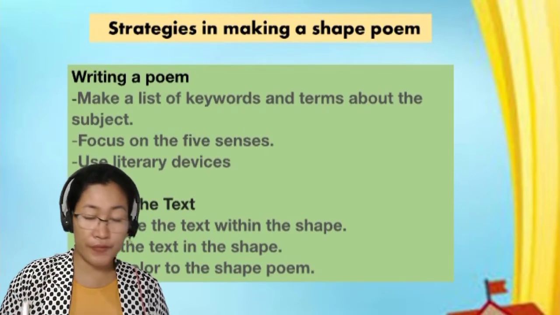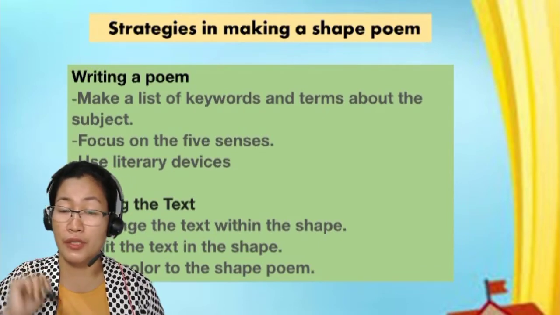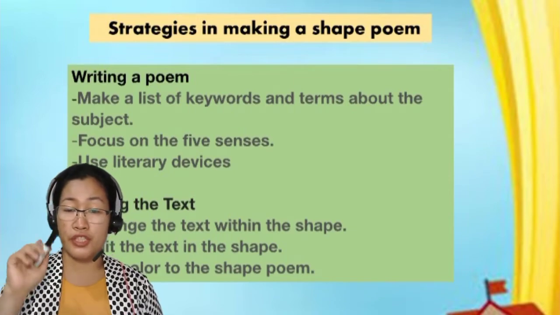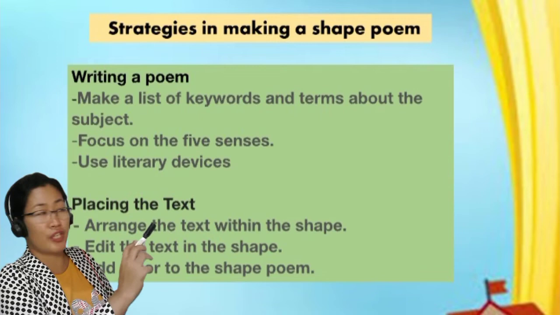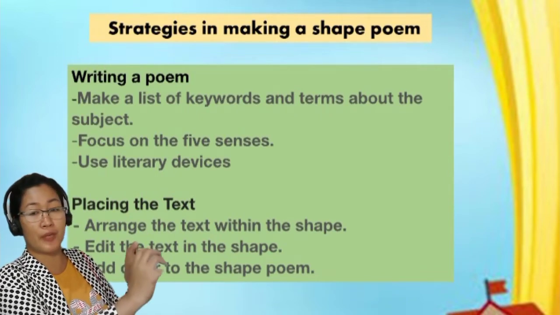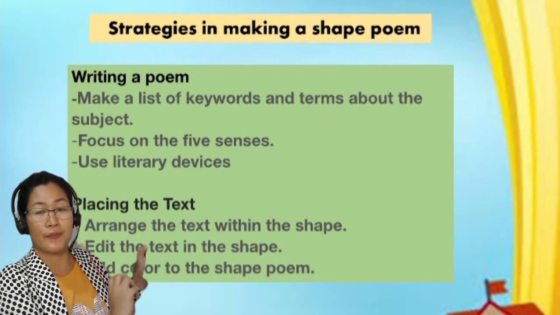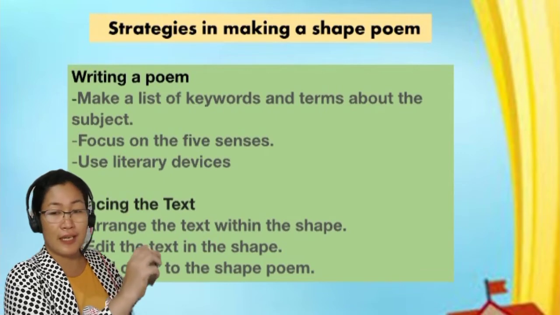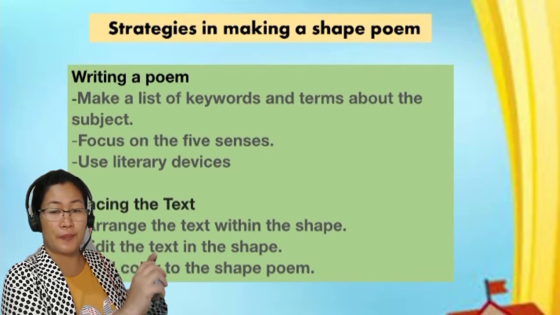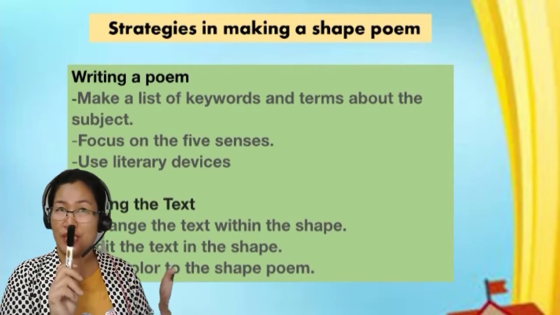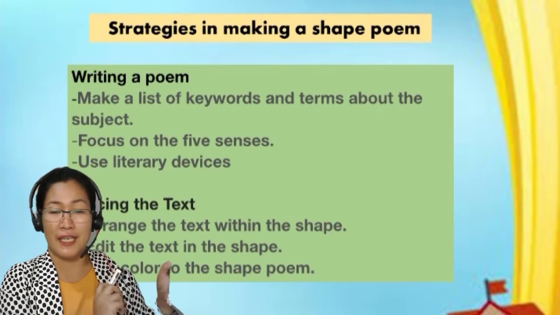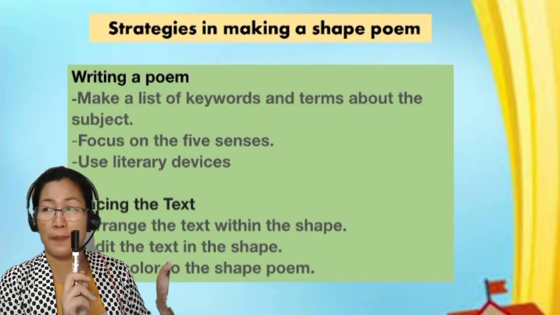And next, placing the text. If you are done writing your poem, of course you have to place the text now in the shape that you have drawn, in the shape that you have drafted. You have to arrange the text within the shape. And now you have to edit the text in the shape. You have to edit and color the shape poem.